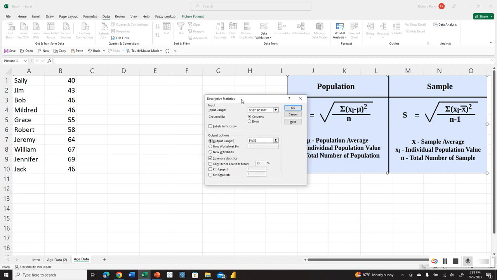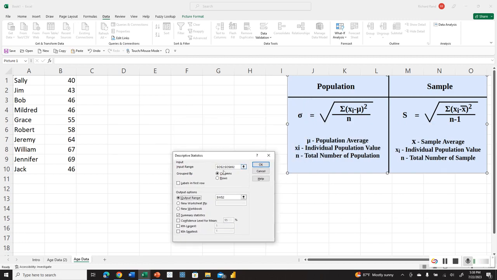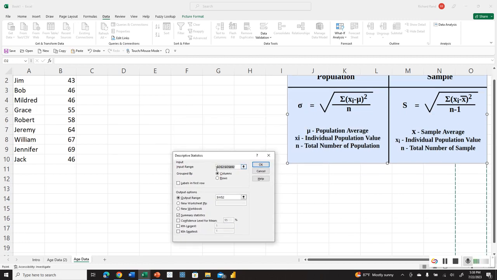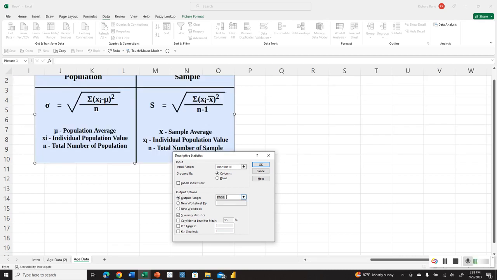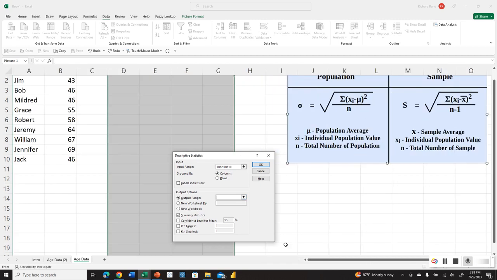It's going to ask me a couple things. It's going to want to know, first of all, what is my input range? What's the data I'm looking at? In this case, I want to look at this range of data right there. Then I'm going to put my output right up here. I'm going to get rid of that one. And I'm going to put my output in D1. Okay, so I'll put my output in D1.